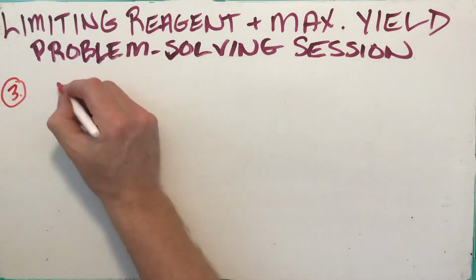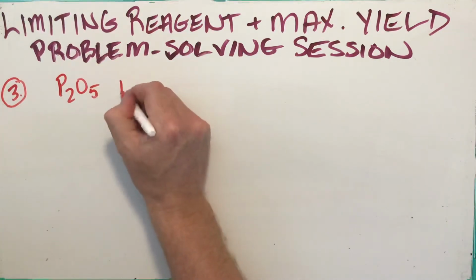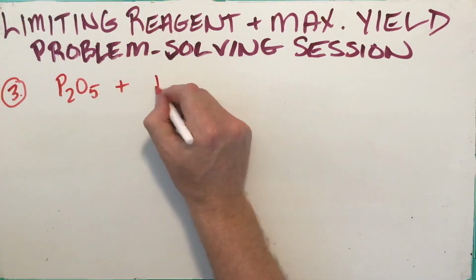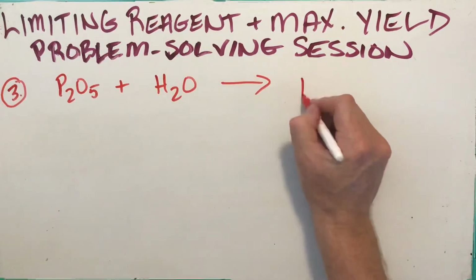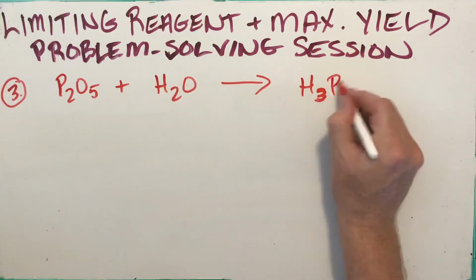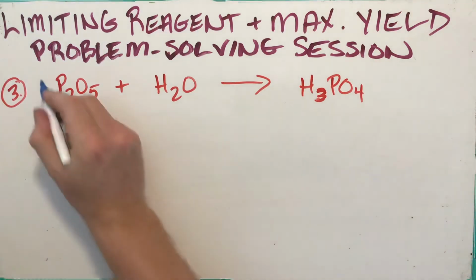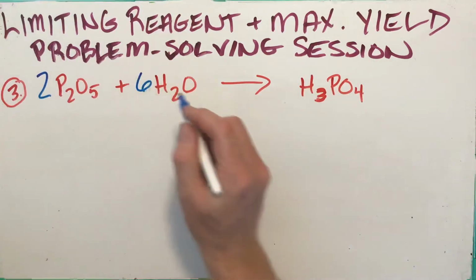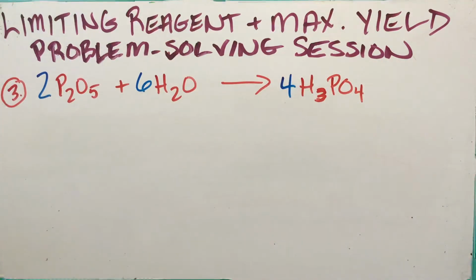Number 3 had P2O5 plus water to form phosphoric acid. And when you balance that off, there's a 2 here, a 6 here, and a 4 here. So there's my recipe, my balanced equation. First thing I need right there.